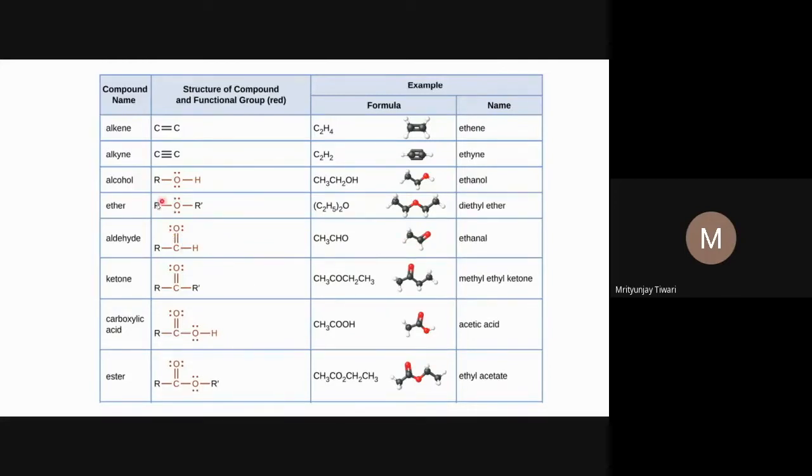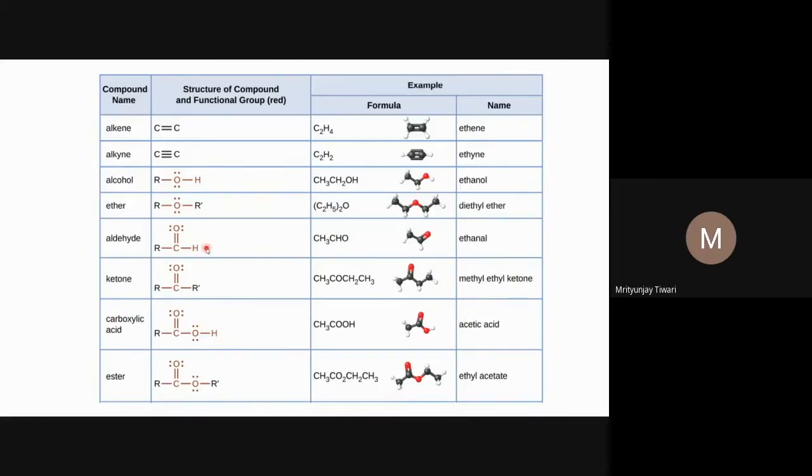So this is aldehyde, and the name we write as a functional group is ethanal. So now the ketone. In this aldehyde group, this H was there. If you replace this H with another alkyl group which contains carbon atoms, this will become a ketone.